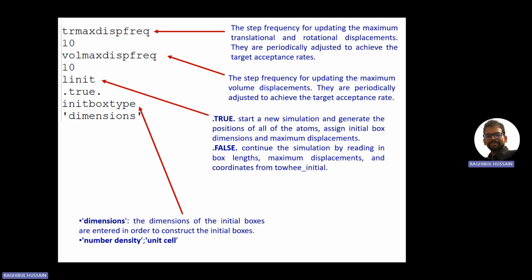So you can make the changes as per the problem. Check whether limit is true or false. It is false. It means in the folder there is already a file. So make it true. Make it true. So it will generate the water molecule position. And in the init box type, write dimensions.